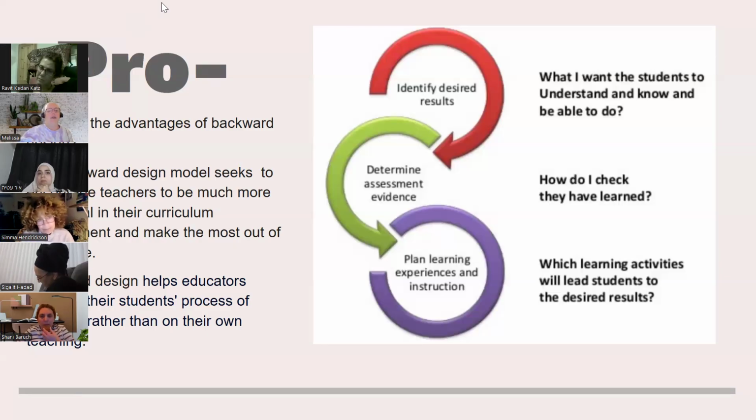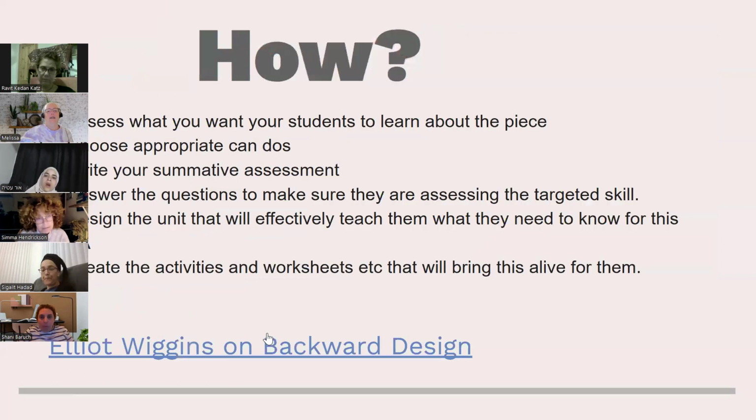Okay, because not every student needs to learn at the same speed as others. Okay. So hopefully this graphic will help us remember. I need to ask myself the questions. What do I want the students to understand and know and be able to do by the end of this unit? How do I check that they have learned it? And then which learning activities will lead the students to the desired results? Don't skip over the middle. Okay, we have to have chosen activities that actually prepare them for that final test so that they can succeed.